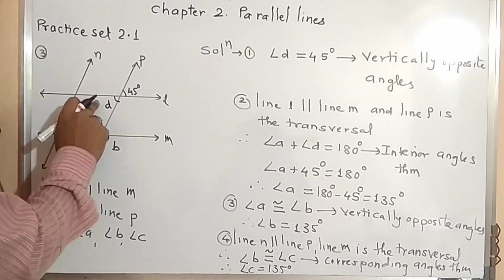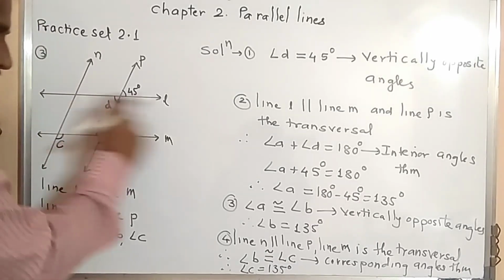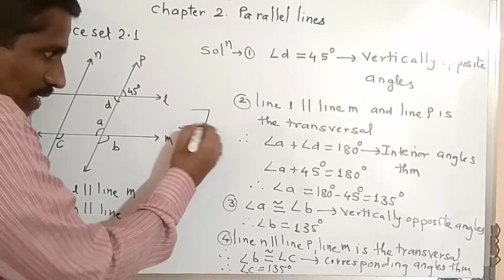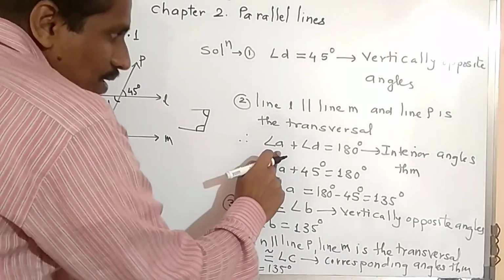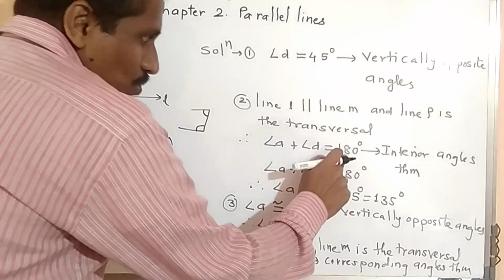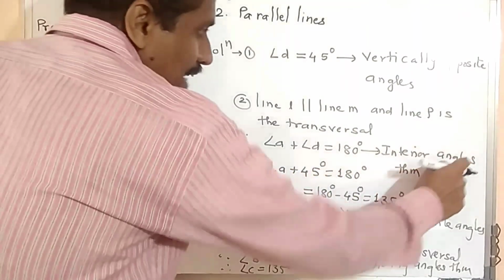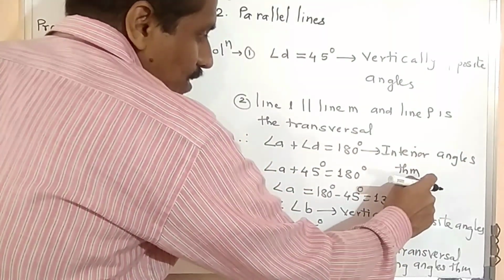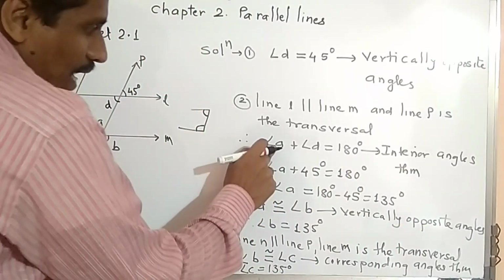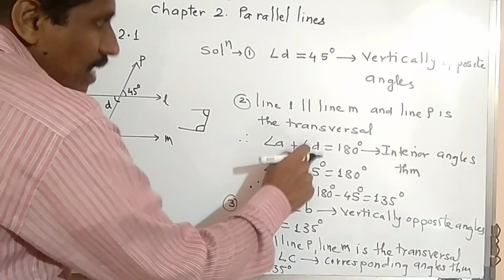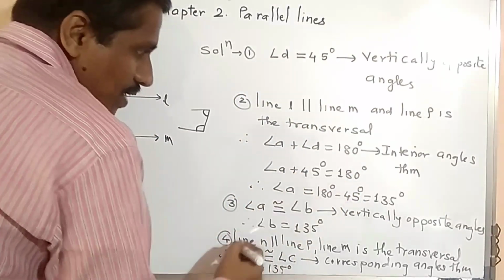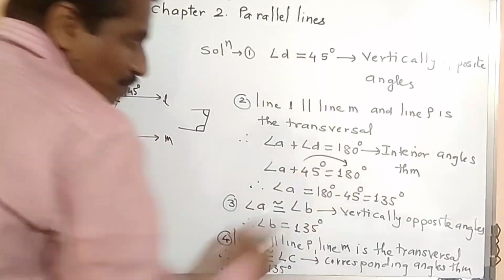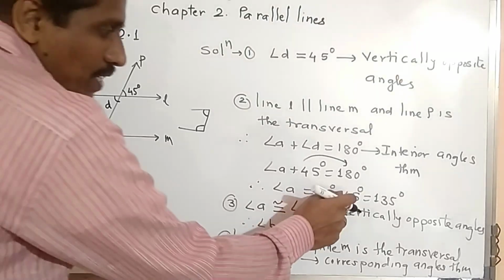So what type of angles are these? Angle A and angle D. These are the interior angles. Angle A plus angle D is equal to 180 degrees. Interior angles are supplementary, that is called interior angles theorem. Angle A plus angle D, we got 45 degrees, is equal to 180 degrees. I will transfer this plus 45, it will become minus 45.